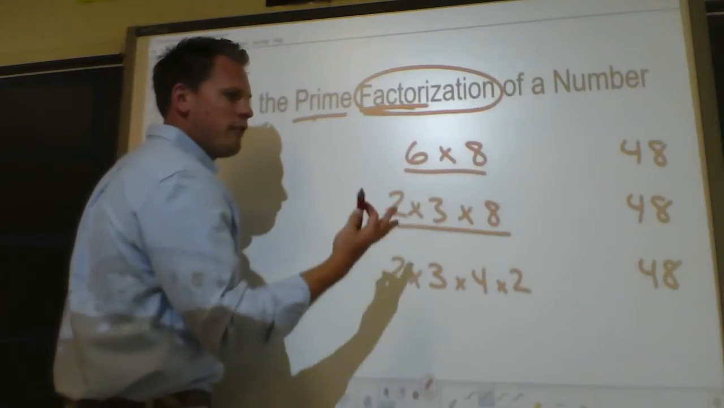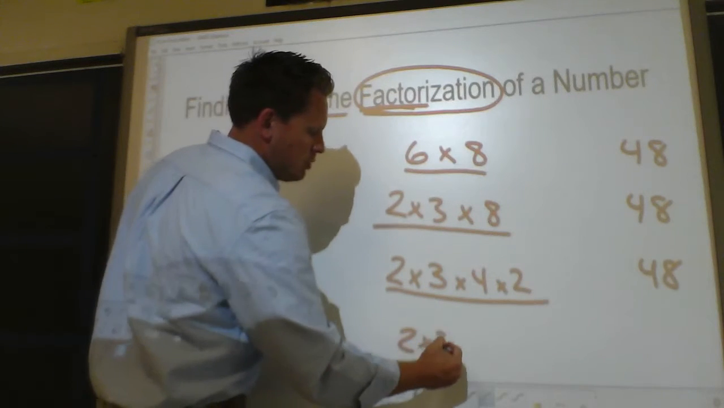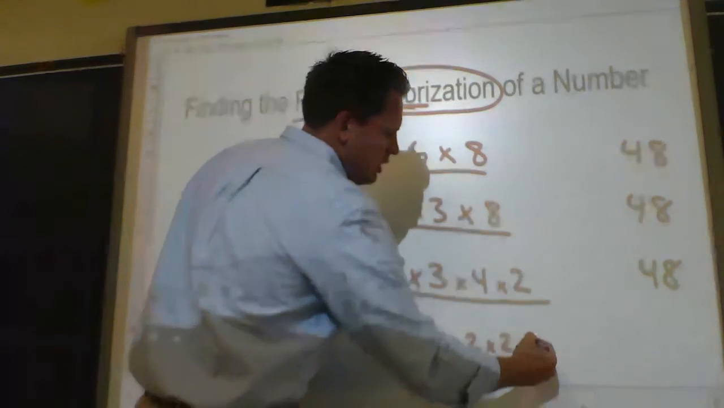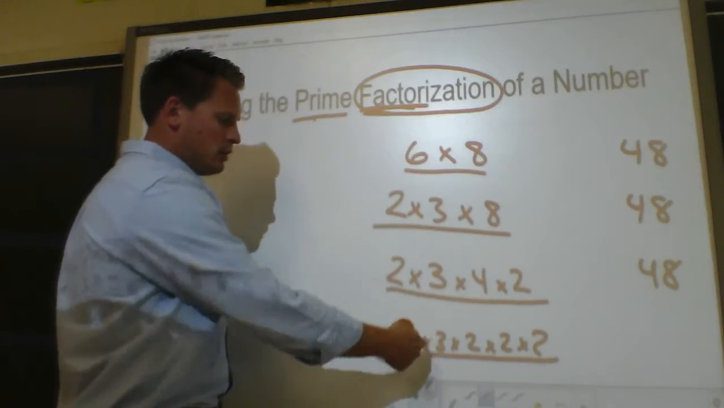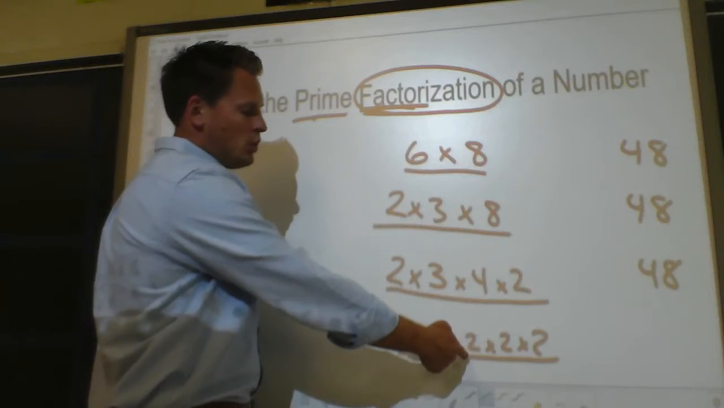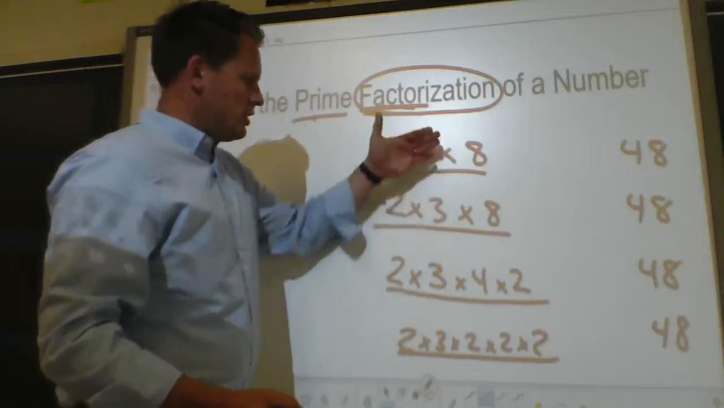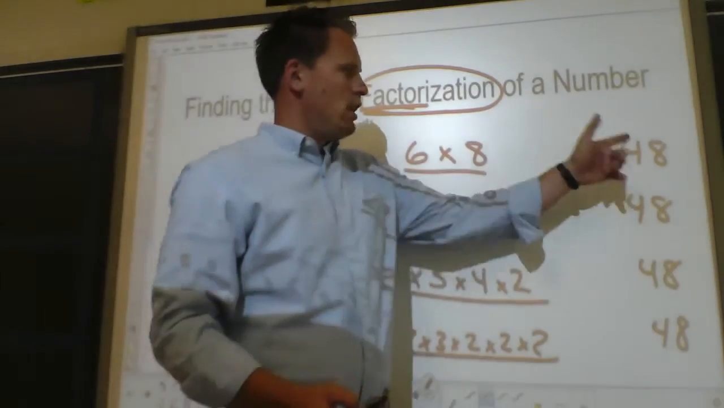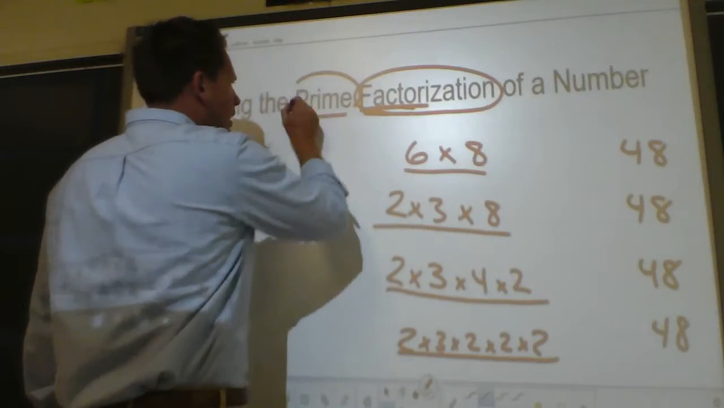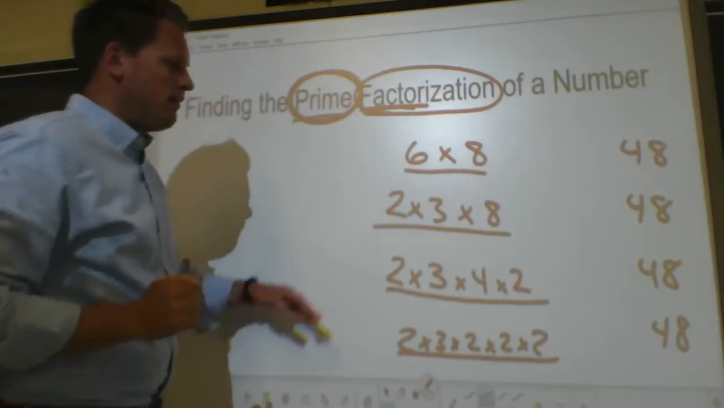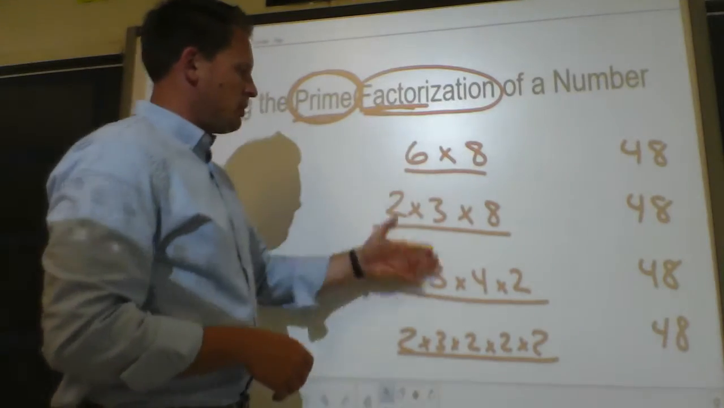This is another factorization. And then we can even break that down even more. 2 times 3 times 2 times 2 times 2. This here is another factorization. If we were to do this out, 2 times 3 is 6. 6 times 2 is 12. 12 times 2 is 24. 24 times 2 is 48. All of these are factorizations of the number 48. But we're looking for a specific one, the prime factorization. So we need to be able to figure out what the prime factorization is.